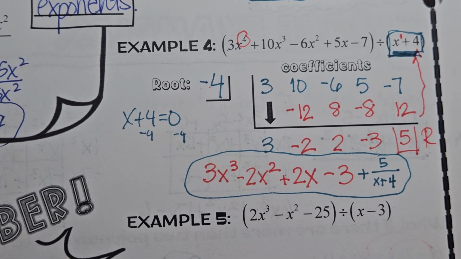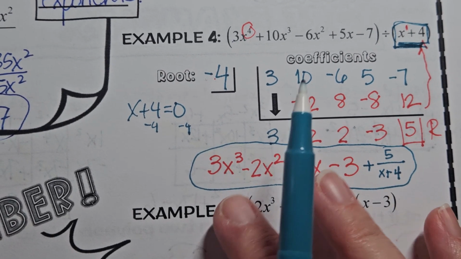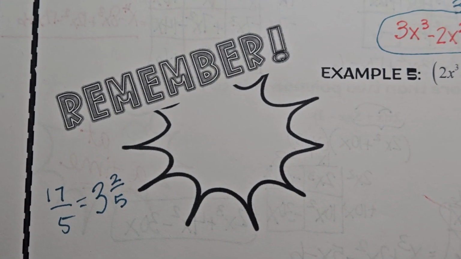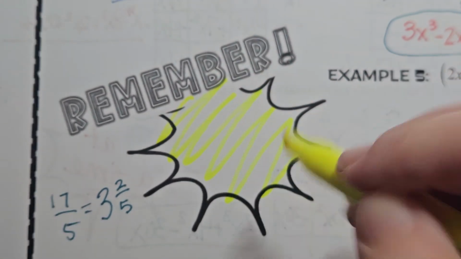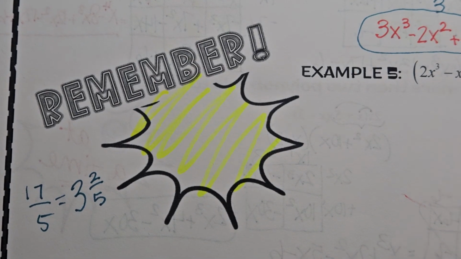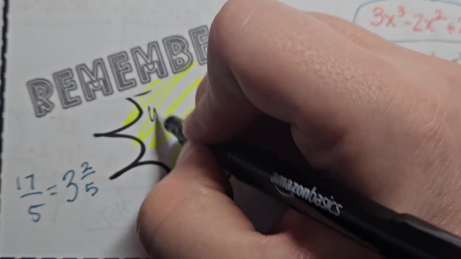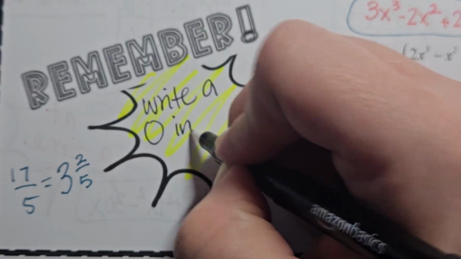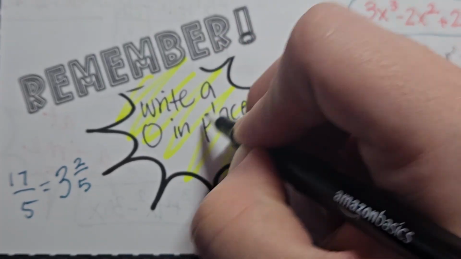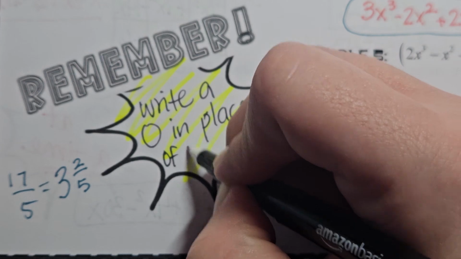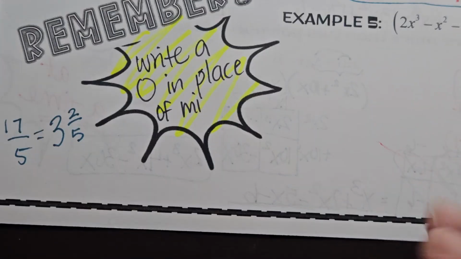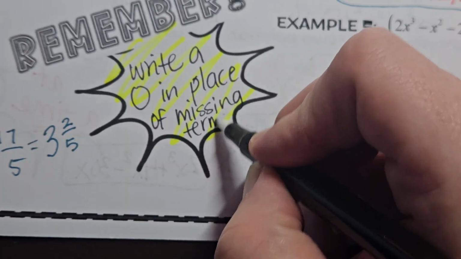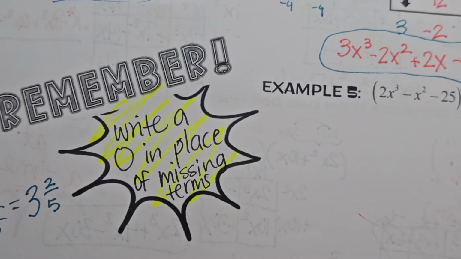All right. We've got one more example here that I'm going to show you. And notice we've got our big box here that says remember, so this must be important. What are we going to remember? We are going to remember to write a 0 in place of any missing terms. We're going to write a 0 in place of any missing terms, and this next example will show us how to do that.